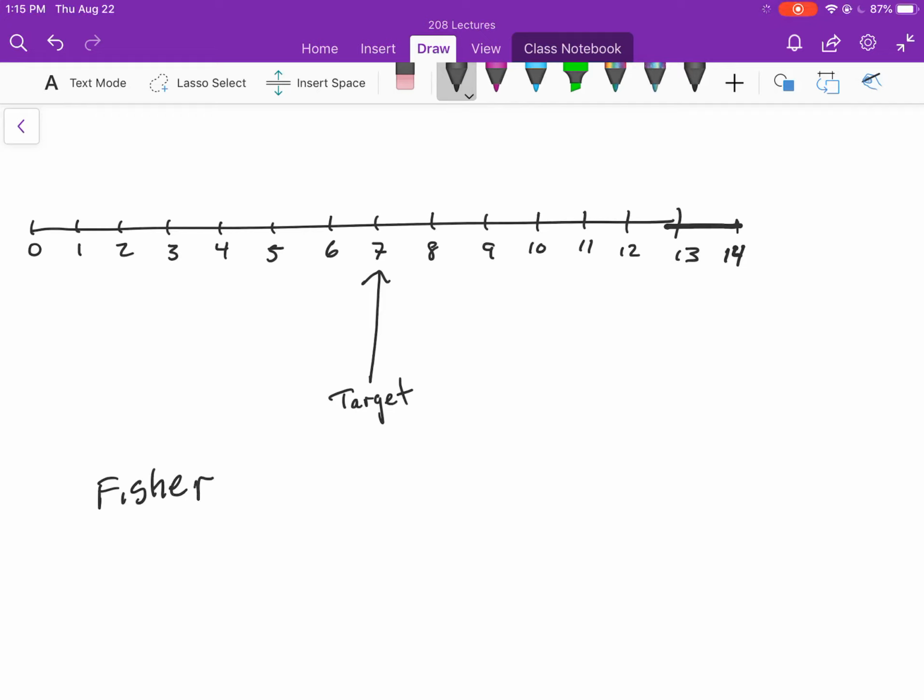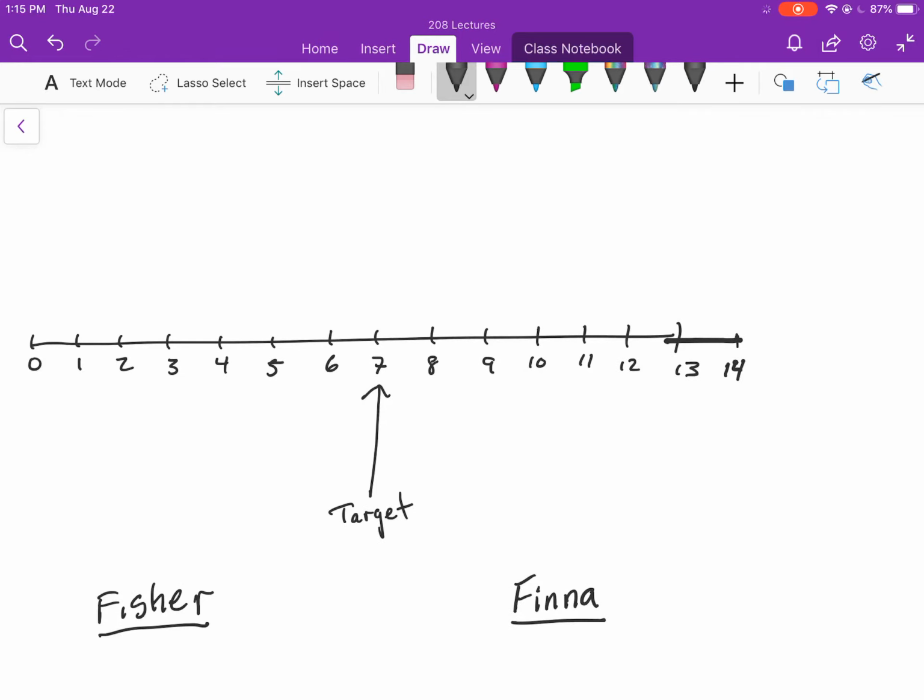Fisher is one of them. It happens to be that we have a couple of dogs, Fisher and Finna, and I am going to give them the honors of playing darts today. Fisher and Finna will be shooting their darts at a target here, and so their target is clearly going to be the 7 in the middle. And I've gone ahead and chosen some darts for them to throw. And what I want you to think about is measuring how good a dart player they are.